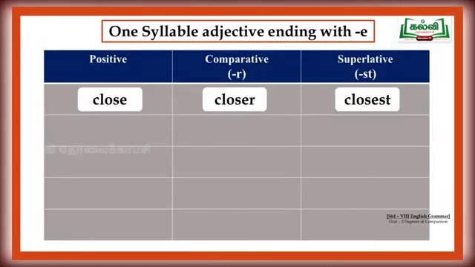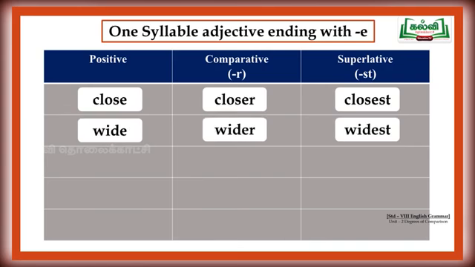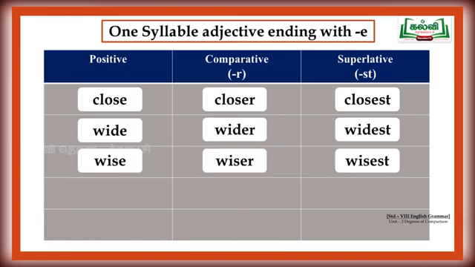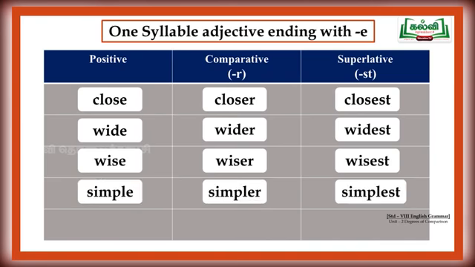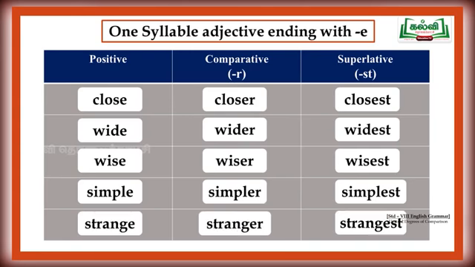Shall we see some more examples for this rule? Look at the screen now. Close, closer, closest. Wide, wider, widest. Wise, wiser, wisest. Simple, simpler, simplest. Strange, stranger, strangest. Now we are going to see the next rule.